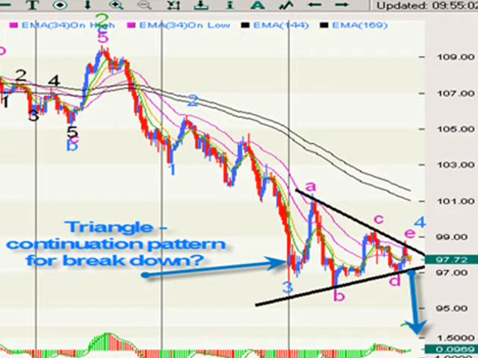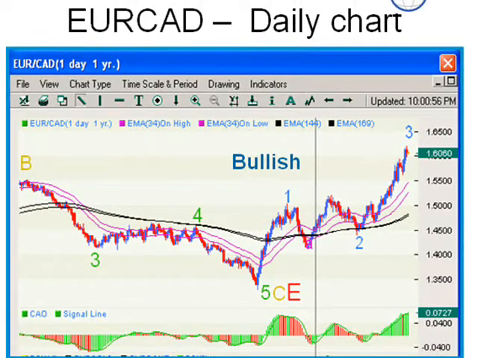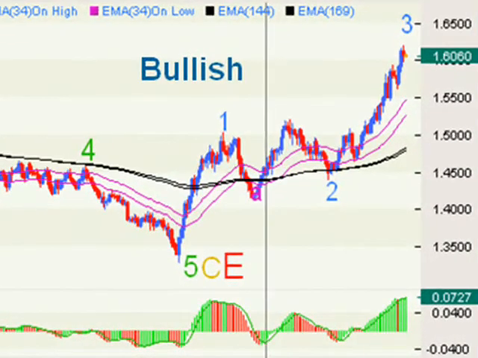Now let's look at the Euro Canada. This is the daily chart for the Euro Canada. And look here. It's clearly bullish. That's not to say that it won't have a correction because markets never move straight up without correcting. However, it is a pretty bullish chart. The trend is up, which means a stronger euro and weaker Canadian dollar.